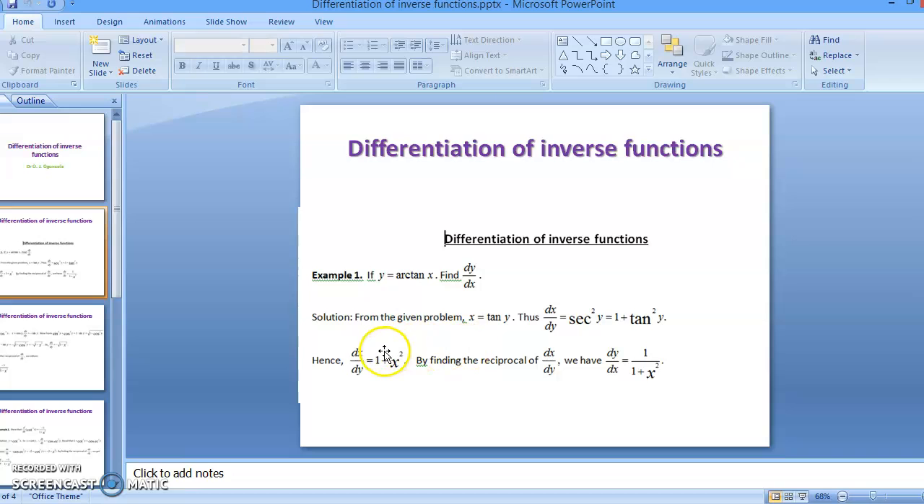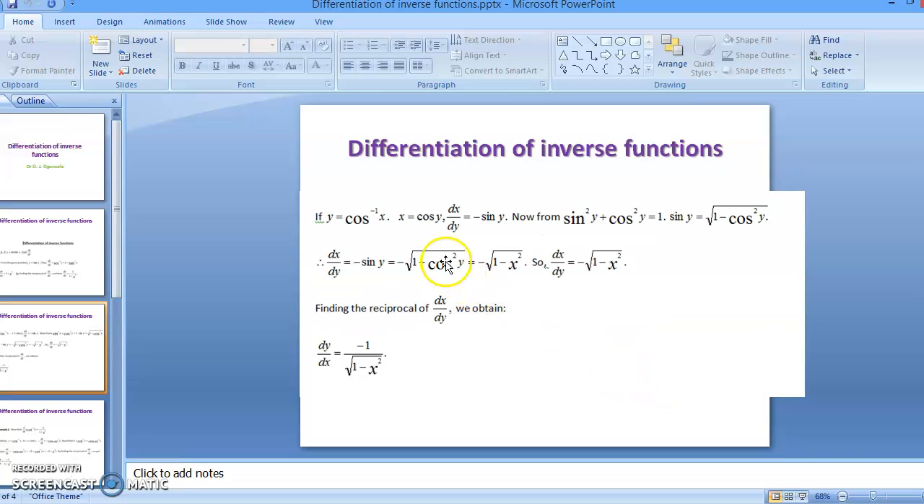That's why dx/dy is now equal to what? 1 plus x squared. Now, finding the reciprocal of dx/dy, you have dy/dx. Just that the reciprocal means the inverse. So, that will now be what? dy/dx is 1 over 1 plus x squared.